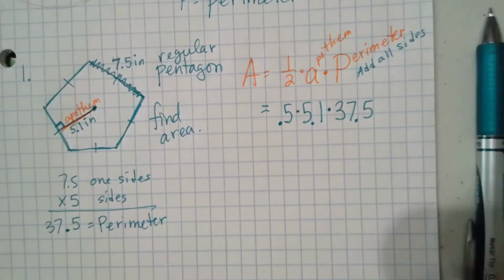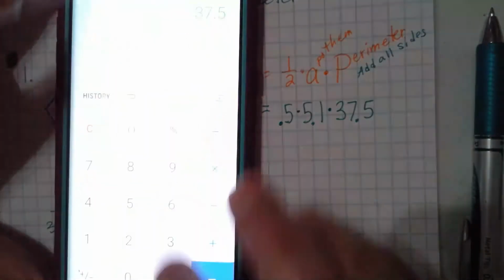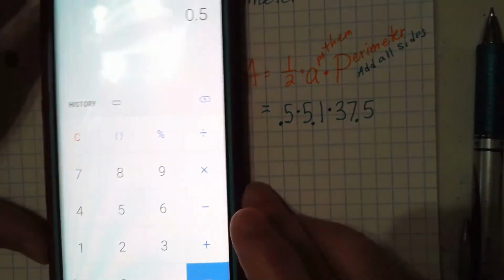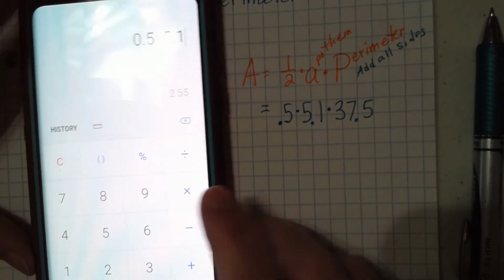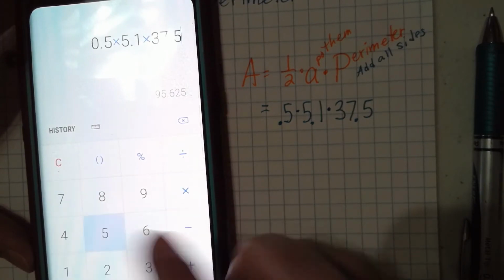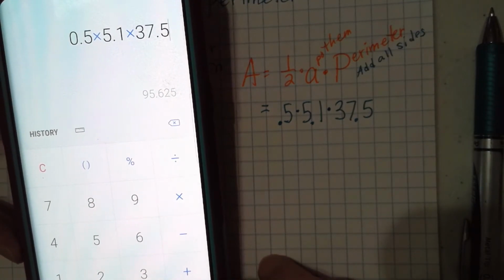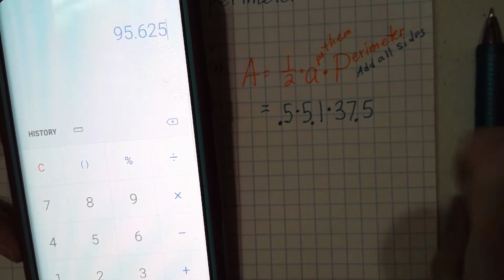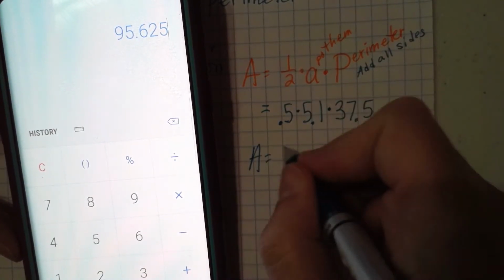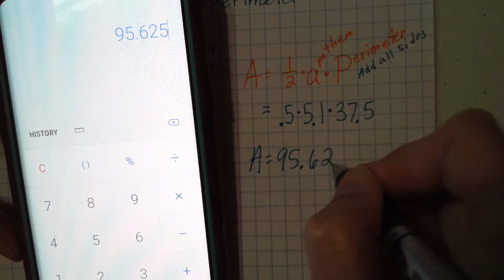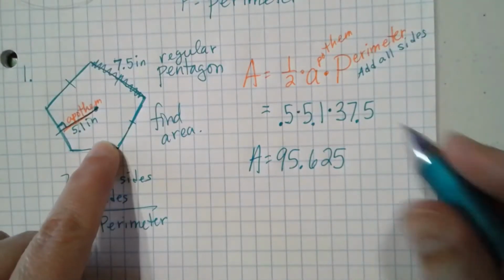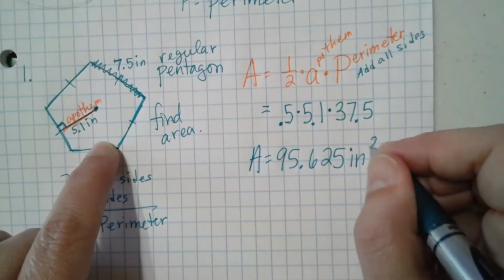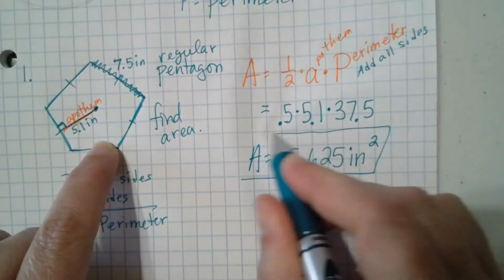Right? 0.5 times 5.1 times 37.5 gives us an area of 95.625. And we said these were inches, so this is going to be inches squared for our area.